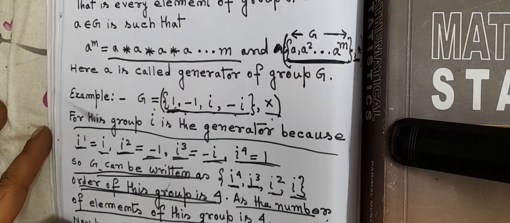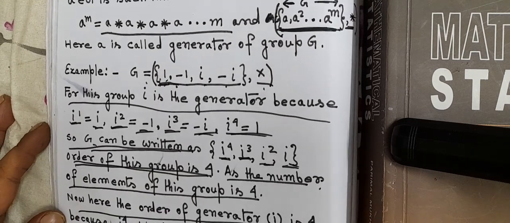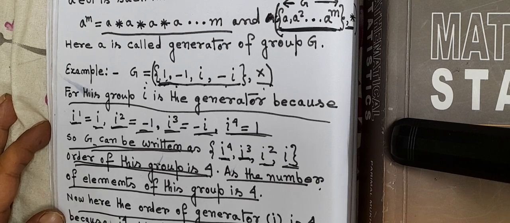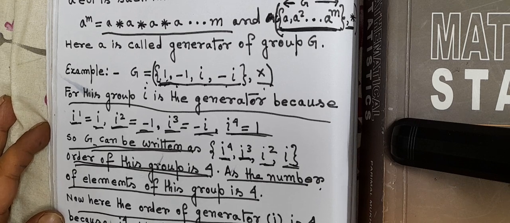Now an example. Let G be a group with members 1, -1, i and -i, and with multiplication as the binary operation. Then for this group i is the generator, because i to the power 1 equals i, i squared equals -1, i cubed equals -i, and i to the power 4 equals 1. So G can be written as i to the power 4, i cubed, i squared, and i. The order of this group is 4, as the number of elements of this group is 4.